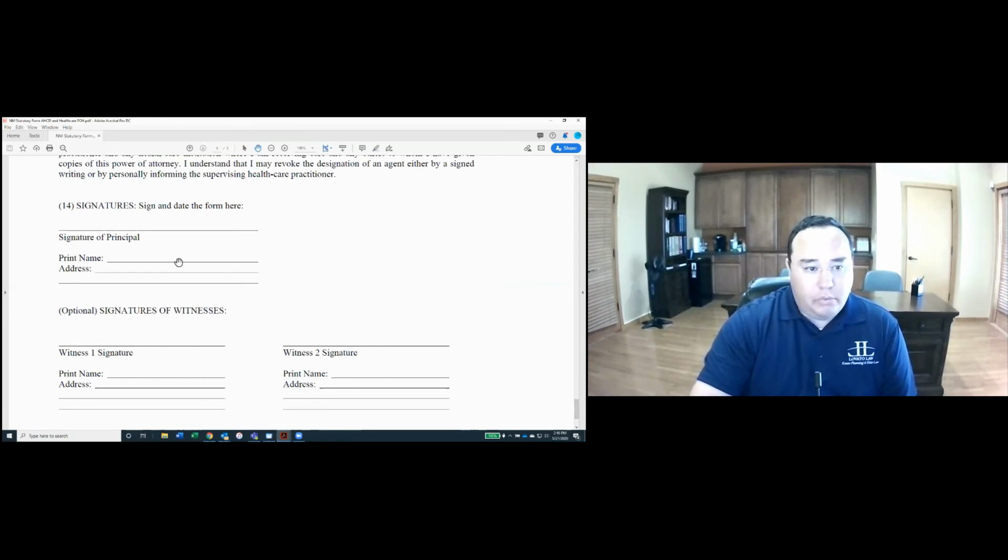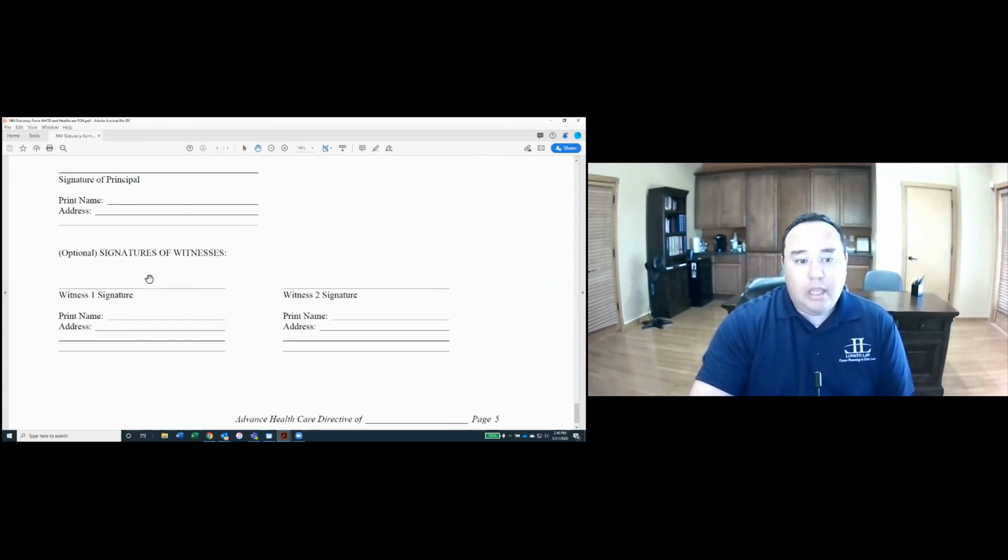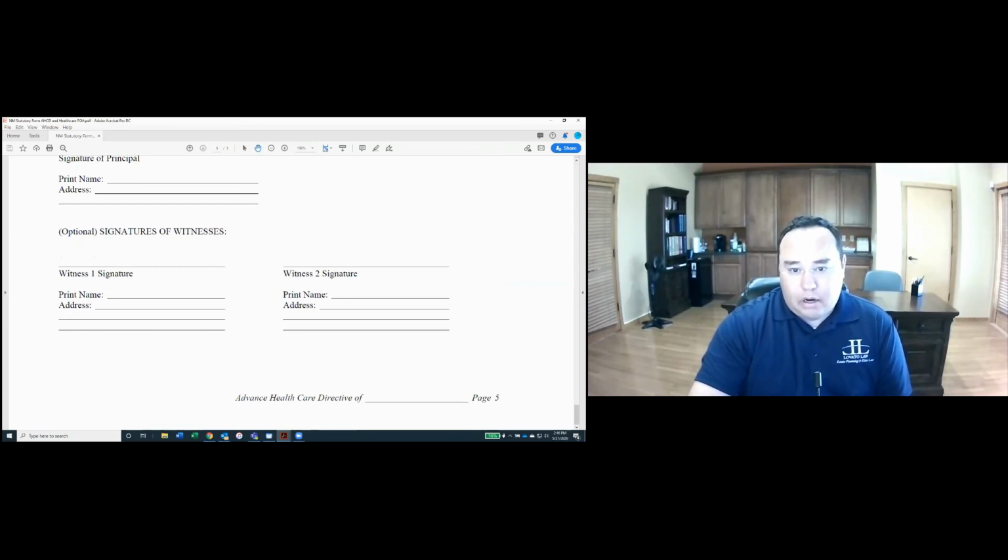It's simply, again, you would be the principal. You would sign here where it says signature of principal, print your name, print your address, make sure your name is legible. And then, of course, witnesses are listed here. They're also optional, but again, we do encourage and recommend that you have two witnesses sign and fill this portion out, because it lends to the credibility of the document.